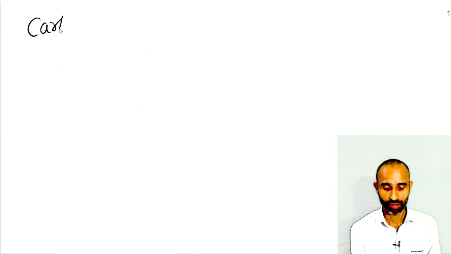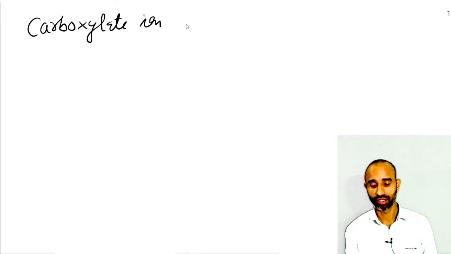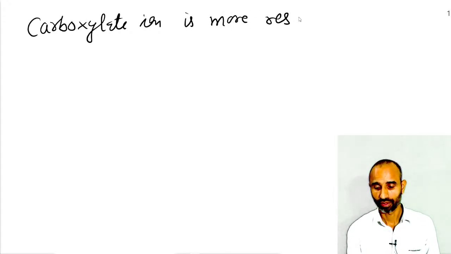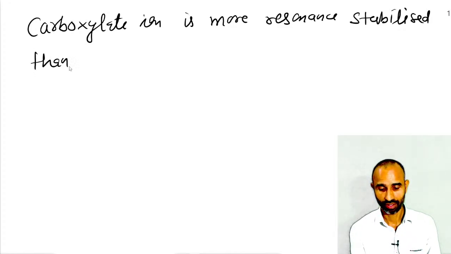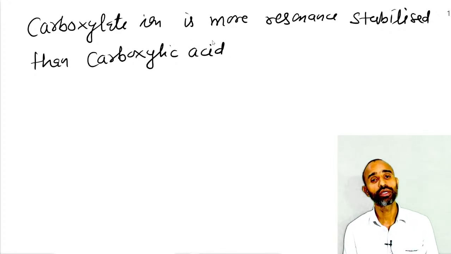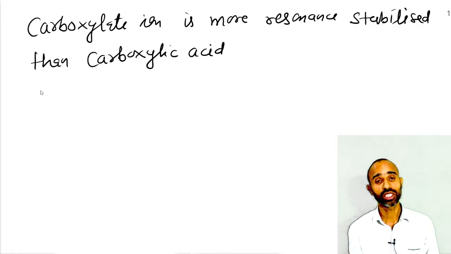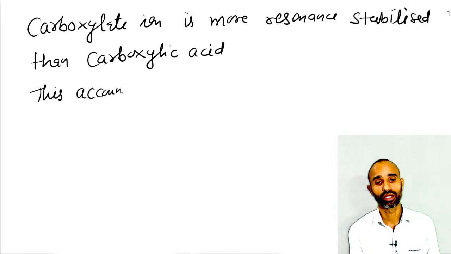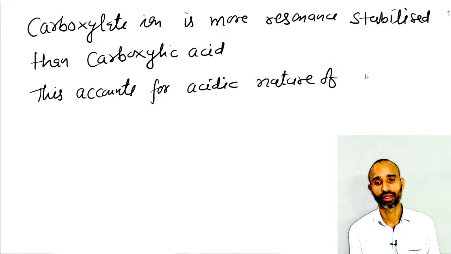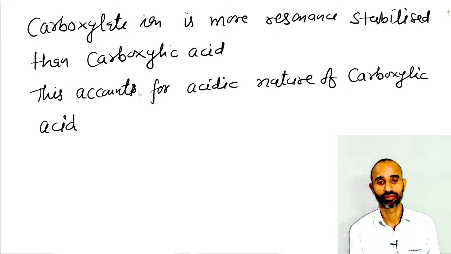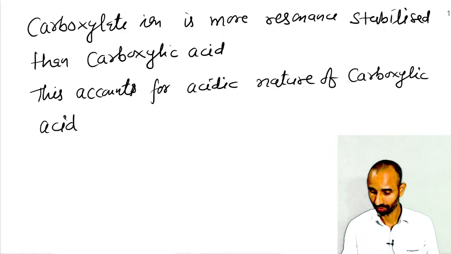Got it? Carboxylate ion, because it involves delocalization of negative charge, is more resonance stabilized than carboxylic acid, which involves separation of opposite charges, and therefore this accounts for the acidic nature of carboxylic acid. Got it? Understood.